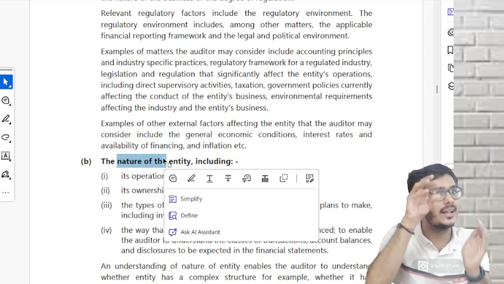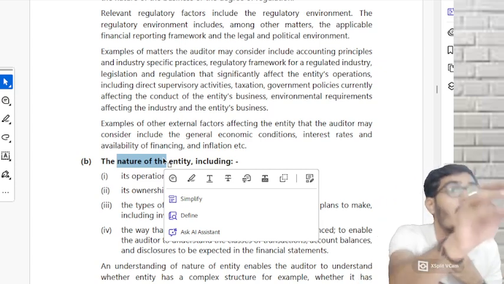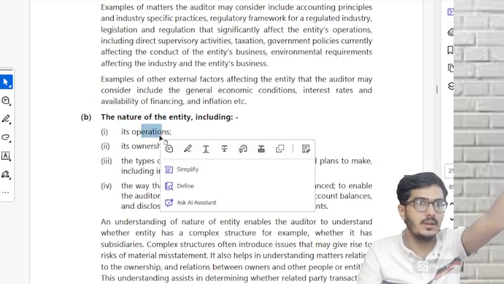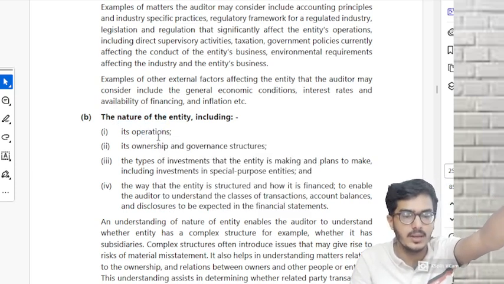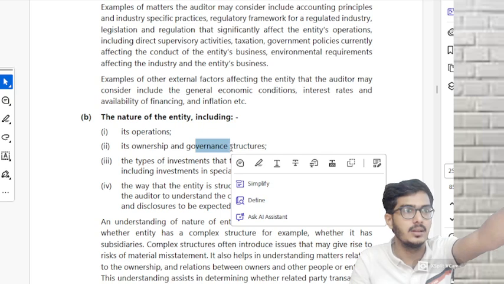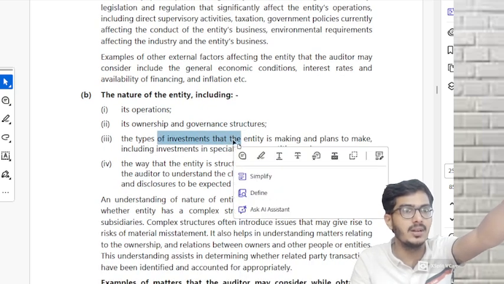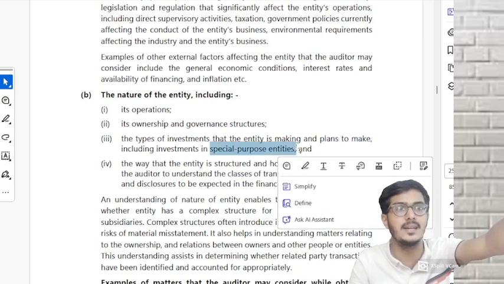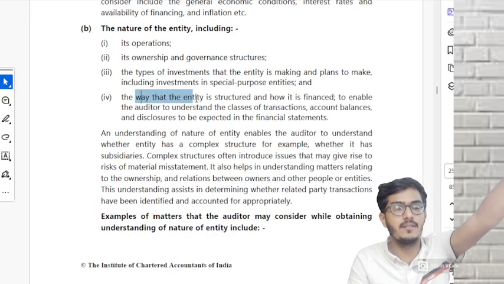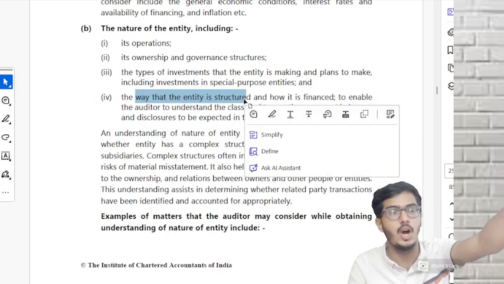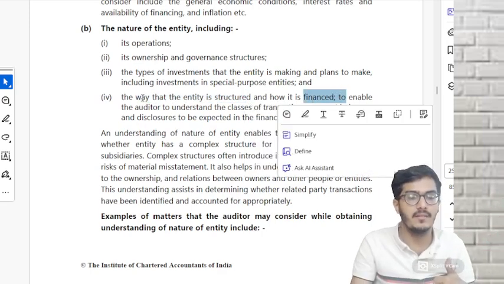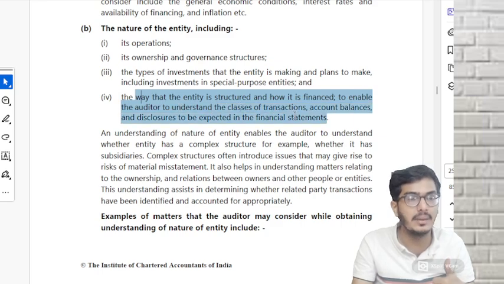Inside the entity. That entity which you're doing already, Honda. Now in that entity, what you're going to understand, four things. First, their operations. Okay, what they are doing actually, what kind of business they are into. Second one, the ownership, who are the owners, and the governance structure, how the company is being governed. Types of investments, okay, what are the different investments the company is making, planning to make, and investment in special purpose entities. And last one, the way that entity is structured, how much is the debt, how much is the equity, how it is financed, whether the auditor is able to understand the COT, ABD.